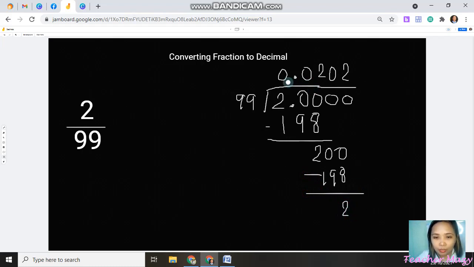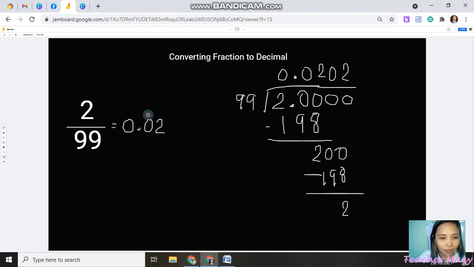So kapag ganito yung nangyari, kapag nagpatuloy pa tayo, nag-add pa tayo ng maraming 0 dito, same number lang yung lalabas. So 02, 02, 02. Ganun lang yung magiging pattern niya. So that means this is an example of a non-terminating decimal, because 02 is a repeated or recurring decimal.